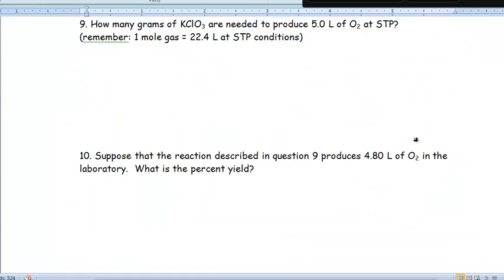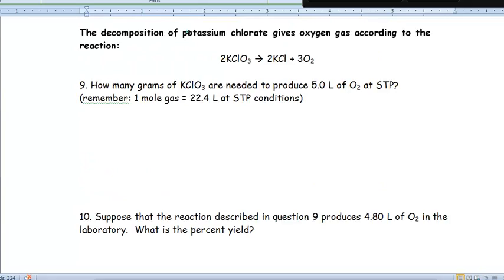All right, let's go on to number 9. I'm going to go a little bit faster here. How many grams of potassium chlorate are needed to produce 5 liters of oxygen at STP? For this, I'm going to assume that you should be able to do this calculation. This is something that we cover on worksheet number 3. So I'm just going to say here that the answer is 18.2 grams of potassium chlorate.